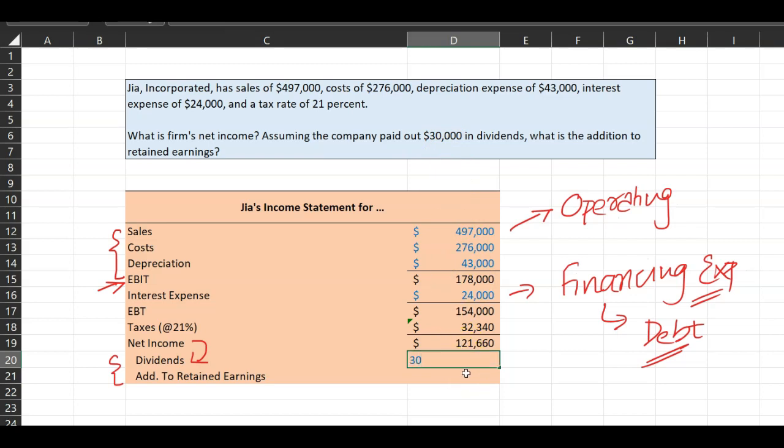So let's put dividends of $30,000. And this is in blue because this is information that is given to us. If out of a net income of about $121,000, $30,000 was given in the form of dividends, then the addition to retained earnings has to be the remainder. So all we got to do is $121,660 minus $30,000. So the addition to retained earnings must have been $91,660. This is the money that was plowed back into the business, which means that equity holders are saying, hey, we're only going to take out $30,000 in dividends and put the remainder back into the business, maybe to buy more assets or fund future growth.